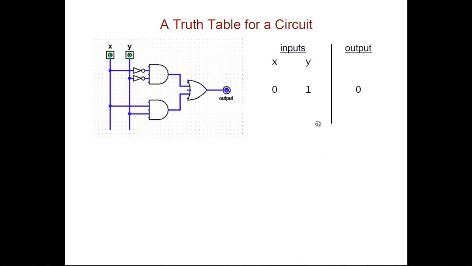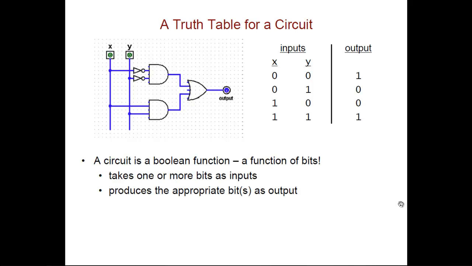So we just determined that when X is 0 and Y is 1, the output of this circuit is 0. If we do that same procedure for all possible combinations of inputs, we then form a truth table for the circuit as a whole. And just like we saw with our individual logic gates, the circuit here is acting as a Boolean function, a function of bits. It takes 2 bits as inputs, and it produces the appropriate bit as output. Other circuits can take other numbers of inputs, so you could have 3 inputs, 4, and you can have multiple outputs as well, and we'll see that in lecture.